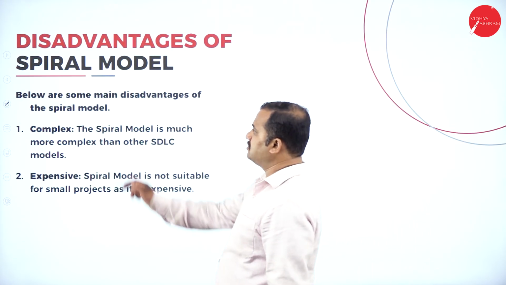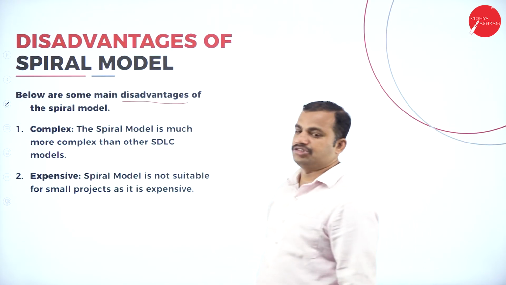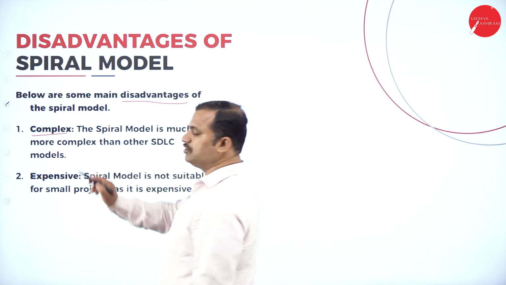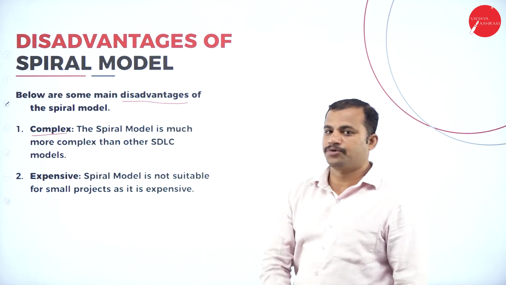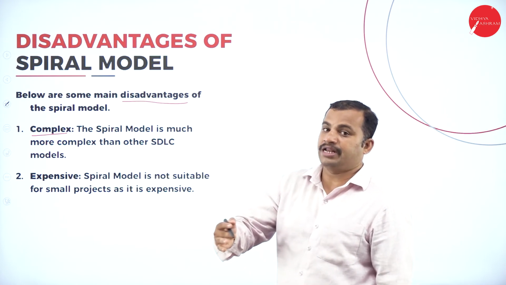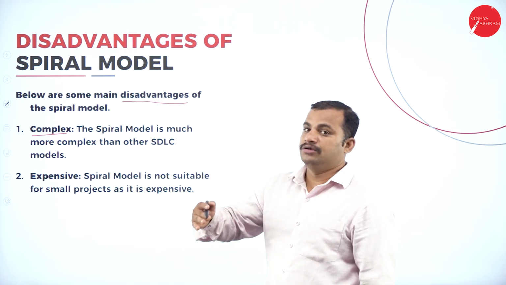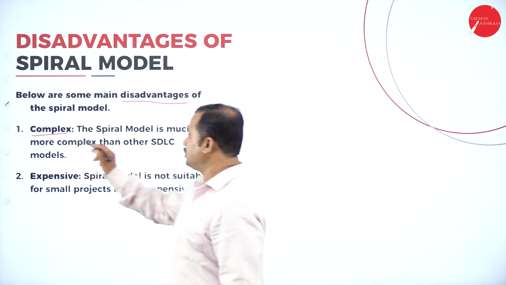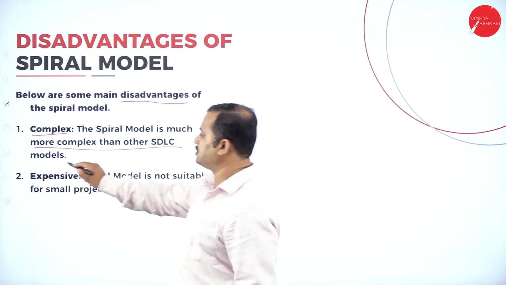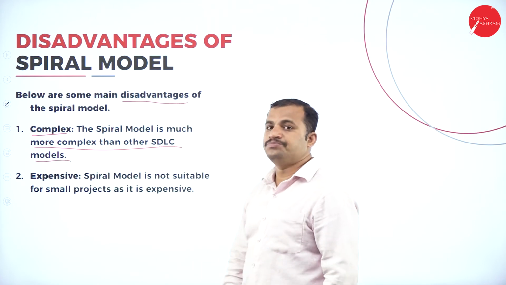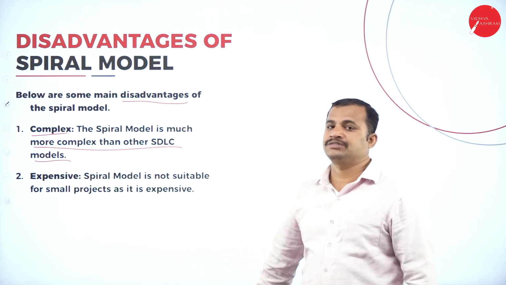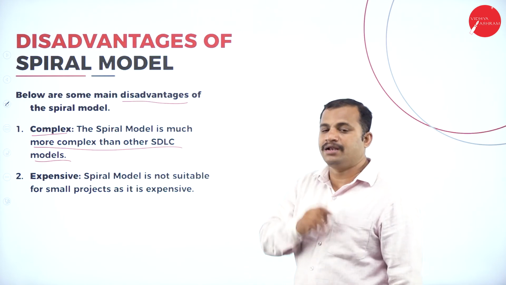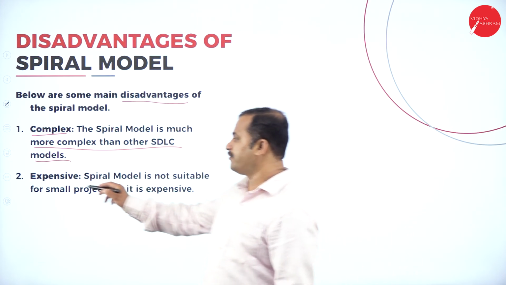If that is the case, what is the main disadvantage of spiral model? The first one is it is complex. Even though it is used for large projects, because of the complexity involved in the project, we prefer the spiral model. But what is the disadvantage of using that? It is much more complex than other SDLC models because each of the loops must be carefully addressed. While handling the risks, each and every phase of the spiral model must be addressed very carefully.